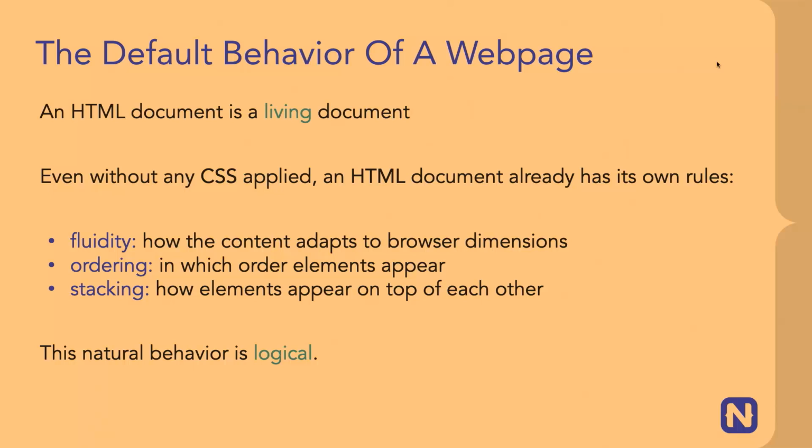So basically, the HTML document is like a living document. We can think of it as fluid. It takes the shapes that we put it in. And there are three main characteristics of the default behavior: fluidity, ordering, and stacking, which we are going to take a look at one by one.